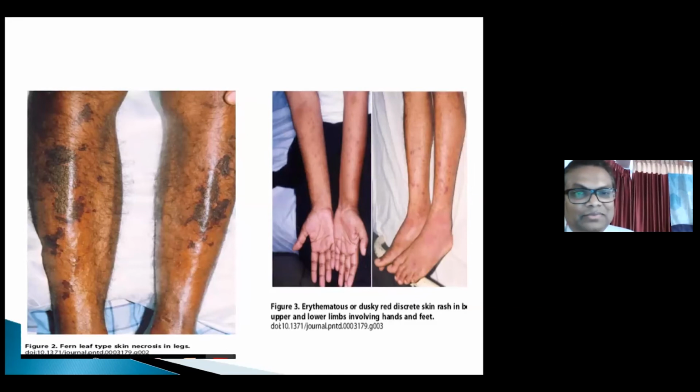left side, whatever the first image shows. The skin, you can see dark, necrotic areas over the shins. This is very characteristic of the spotted fever group. If you see this sort of lesion, actually, it is almost diagnostic.